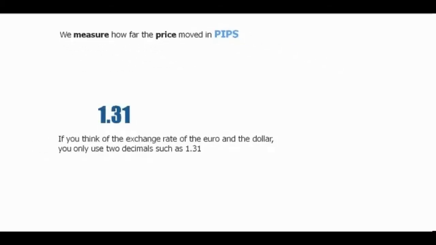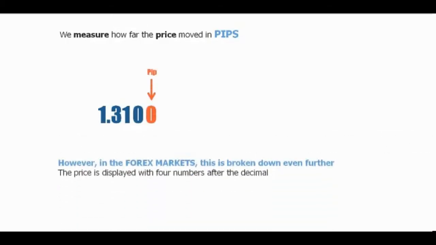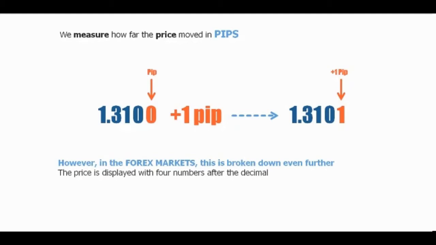If you think of the exchange rate between the euro and the dollar, euro-US dollar, you only use 2 decimals, such as 1.31. However, in the Forex markets, this is broken down even further, and we observe the price as 1.3100. The last number, the last zero, is the pip. If the value of that currency pair moves from 1.3100 to 1.3101, it has moved by a single pip.